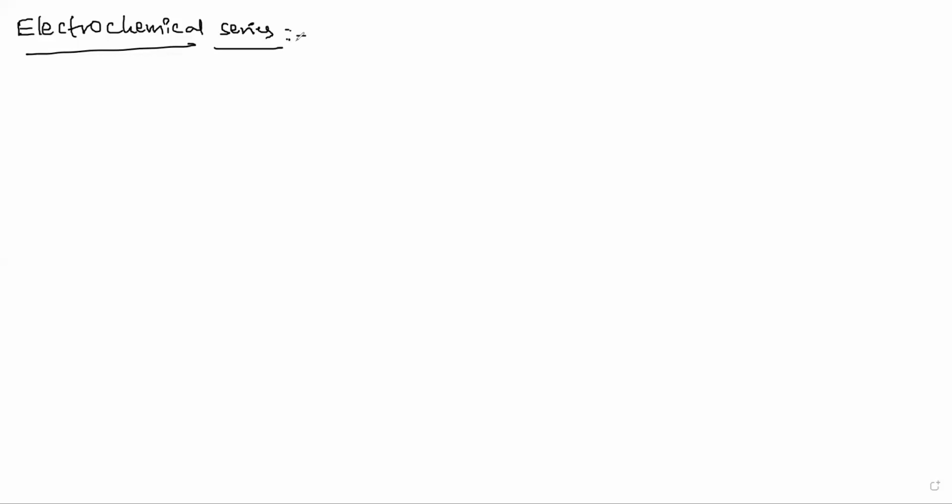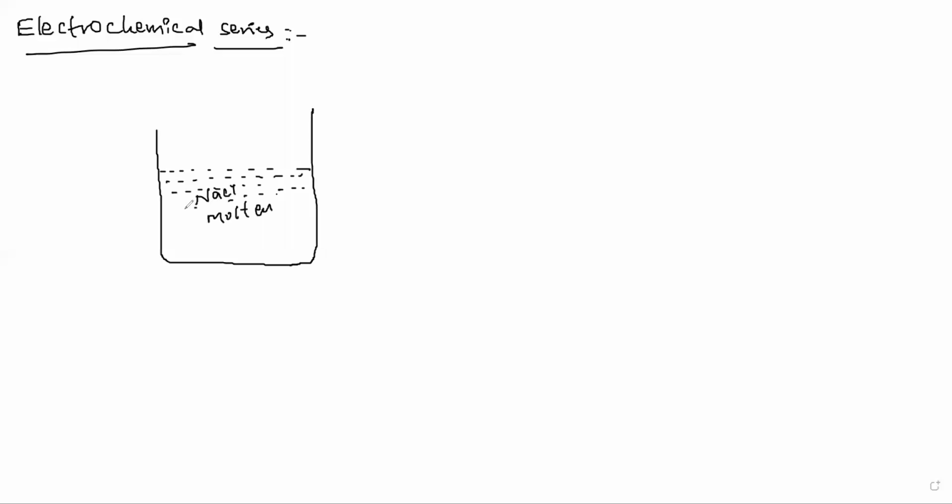Electrochemical series. For example, we are taking NaCl, sodium chloride, and that too molten NaCl. Molten means without adding water. If you apply heat energy, the sodium chloride will convert into something like toothpaste, semi-solid. So the molten state means there is no water in this, right?